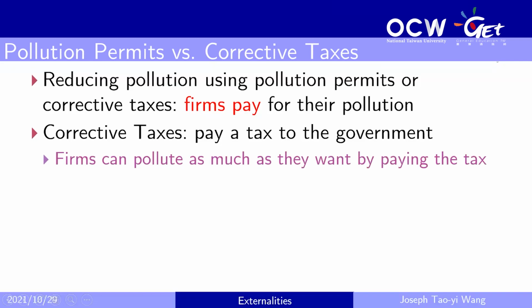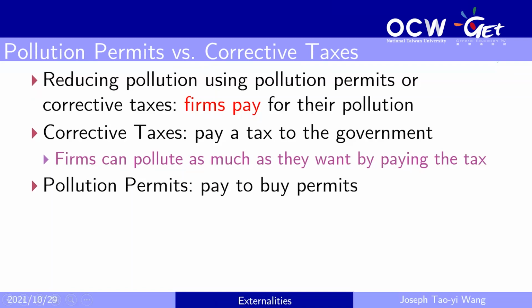But the firms can pollute as much as they want by paying this tax. So you have to tax it correctly. For example, we saw the gas tax, which is way too low compared to the optimal corrective tax amount, which reflects the external cost. If the gas tax is so low, then no wonder people still drive like crazy. I mean, you should try to raise the gas tax to hit the right amount or to match the external costs.